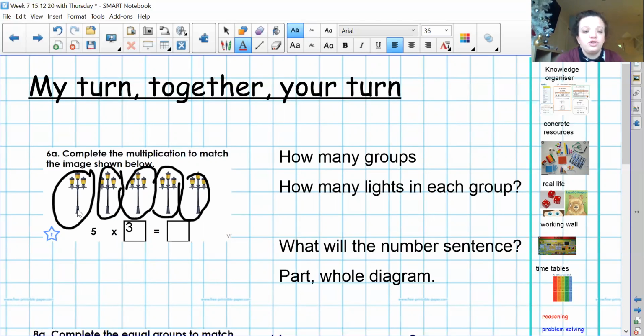And how much is that in total altogether? So we can count in 3s. Let's go. 3, 6, 9, 12, 15. So our answer is 15. We can put 15 in there.